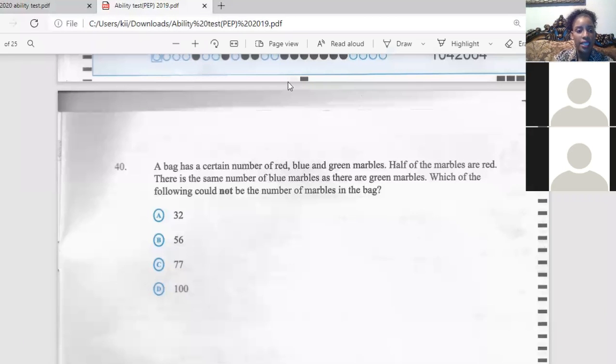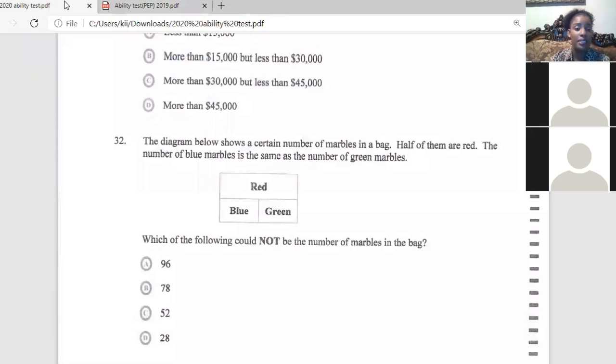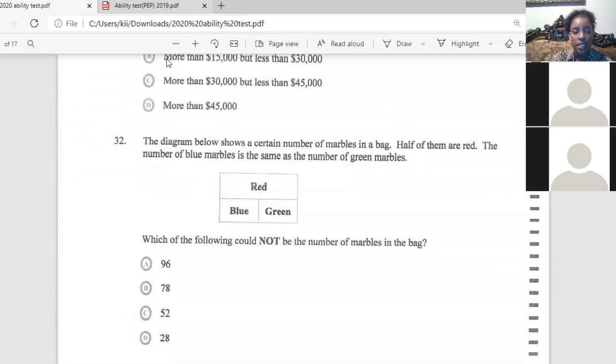All right, let's look at the similarity between these two questions here. Toggling to the 2020 paper. This is basically the same type of question. However, it was structured differently. In the 2020 paper, they gave a diagram, but in the 2019 paper, there was not a diagram. All right, let me start reading so I can show you the similarity.